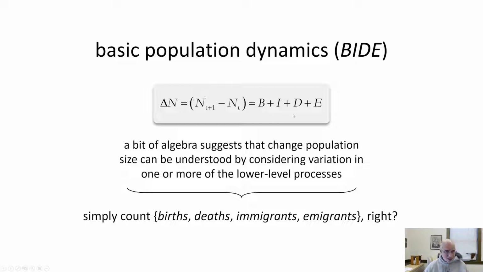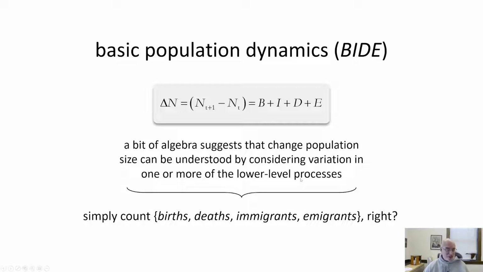I mean, algebraically, it's simple. If you knew the births and the immigrants and the deaths and the emigrants, then you could talk intelligently and rigorously about what's going on on the left-hand side. So simply count things. Count the number of births, count the number of deaths, count the number of immigrants and emigrants. It sounds relatively simple.